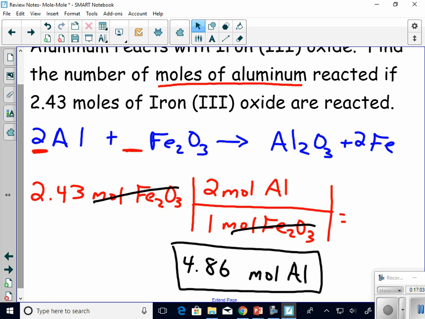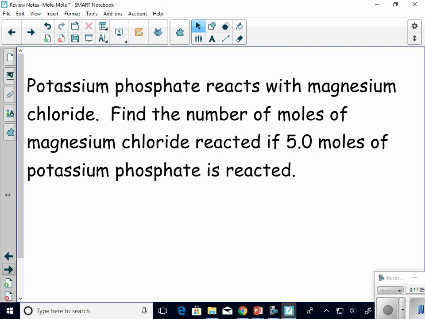Now, I've got one final one that we're going to do. So go ahead and copy down this example, and then we will work the example. Potassium phosphate reacts with magnesium chloride. Find the number of moles of magnesium chloride reacted if 5.0 moles of potassium phosphate is reacted.